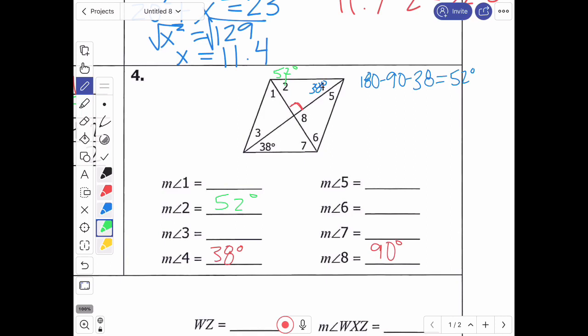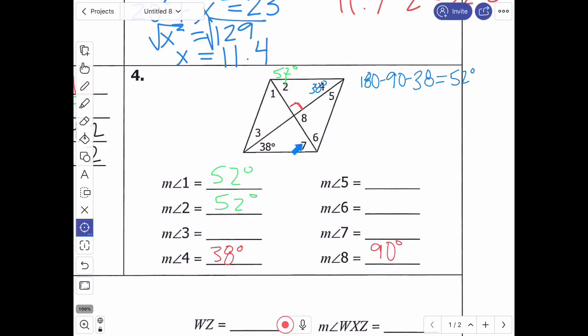The other cool thing about rhombuses that we haven't really talked about is that these diagonals, wherever they are intersecting the angle that they're going through, so like this diagonal is intersecting 7 and 6, and then 1 and 2, what they're doing is they are bisecting the angle. So bisecting an angle means it's splitting it up into two equal parts. So whatever angle 2 is, angle 1 is as well. So if we know angle 2 is 52 degrees, that means angle 1 also has to be 52 degrees. So that was easy to find.